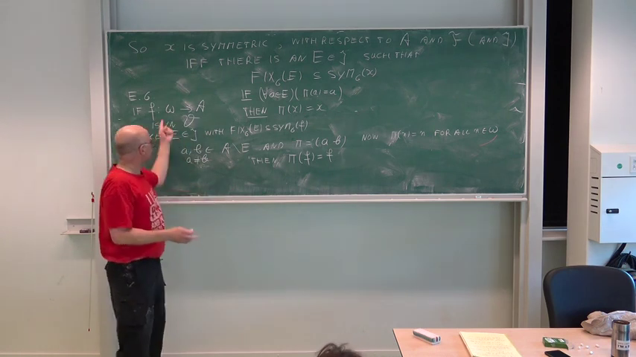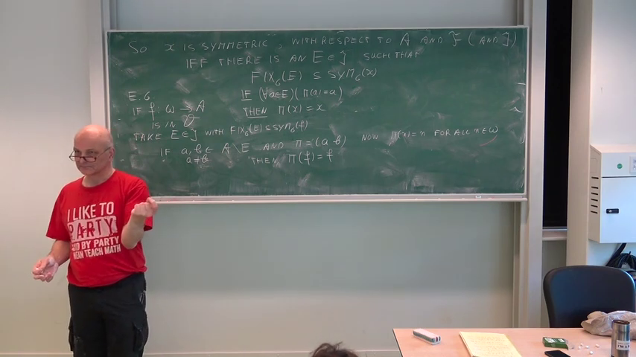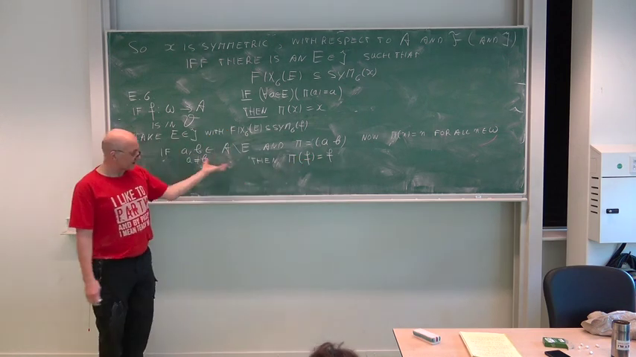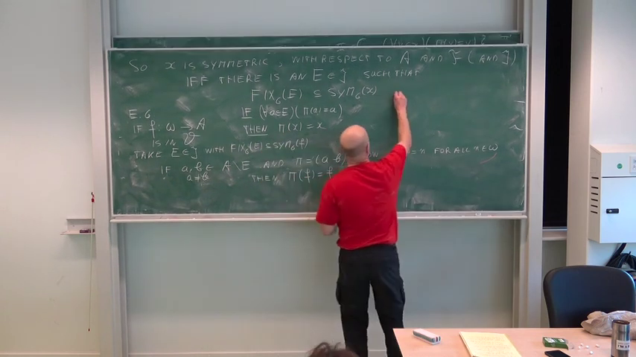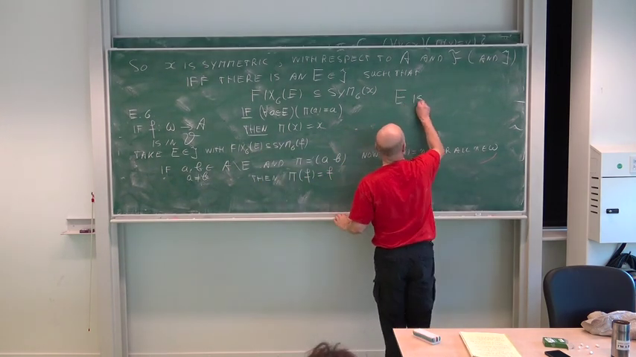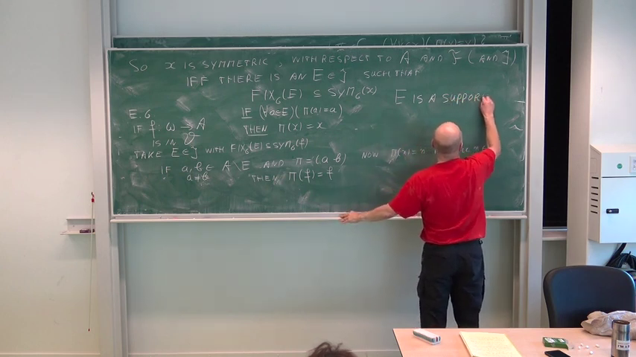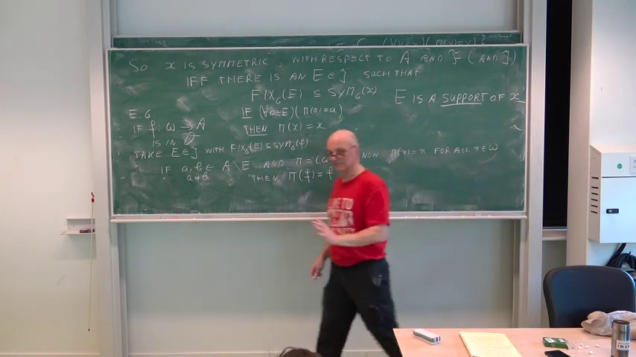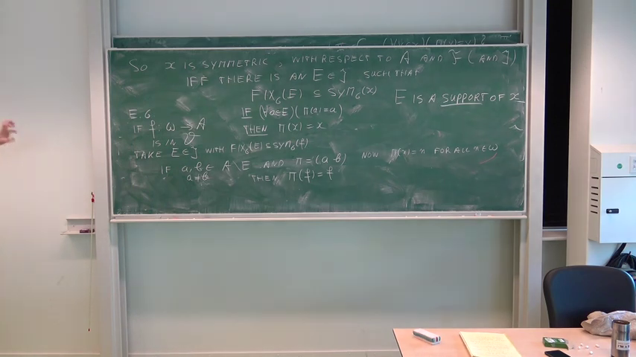That's why I took omega here. If I have a function from omega to A, and I have it has a thing. Oh, I didn't use the word yet. I was leading up to this important word. We call E, if that happens, we call E a support of X.